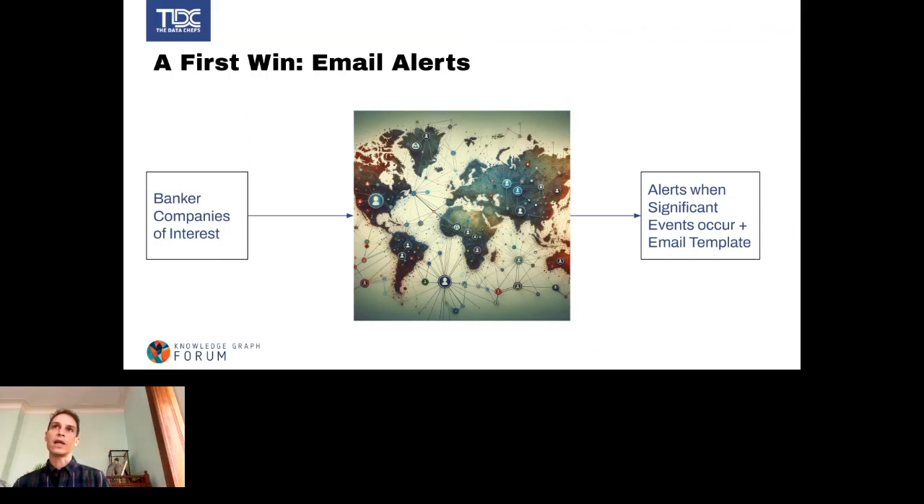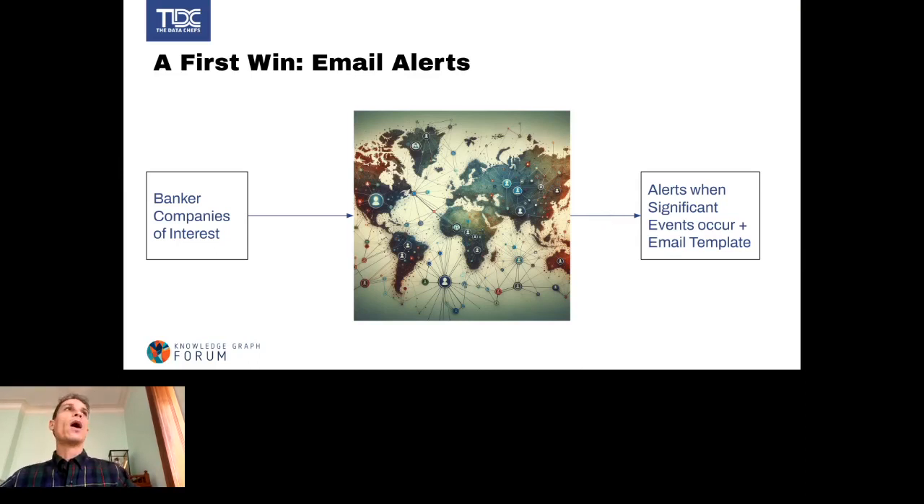So here we designed an alerting system that would, based on some interesting news around companies, alert the banker and give them the opportunity to send an email to an executive at the company, right? So in input, we had a banker's companies of interest that would watch news being added to the knowledge graph, and in output, send an alert to the banker with an email template. So they would just have to personalize it and click to send an email to get in touch with the client or potential client.